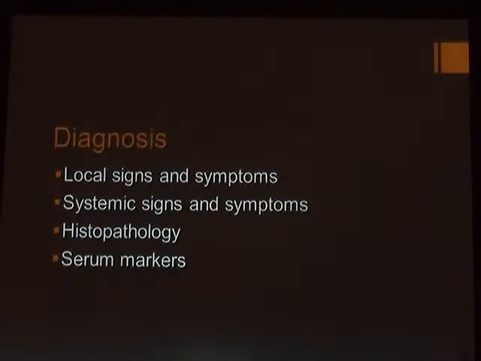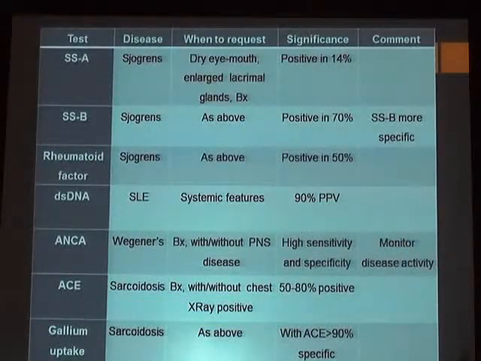So the diagnosis of the specific inflammatory disorders includes local signs and symptoms, systemic signs and symptoms, histopathology, and serum markers. And it's nice to have a look at what the specific serum markers indicate. When you suspect Sjogren's, look at SSA and SSB, but SSB is far more specific. dsDNA is going to be positive in almost all of these disorders, but if you see systemic features of lupus, it's going to have a much higher positive predictive value. ANCA is positive in granulomatosis with polyangiitis, and you can actually monitor disease activity using that. ACE is positive in sarcoidosis.